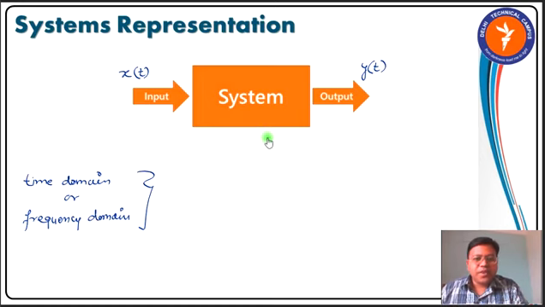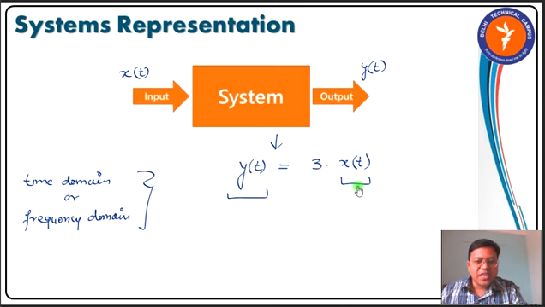A system can be represented mathematically in the time domain as well as in the frequency domain. Say the system is represented by y(t) equal to, say, 3 times x(t). That is, we have a system which is represented by this equation, which says that the system will produce output, this is the output, by scaling the input signal 3 times.